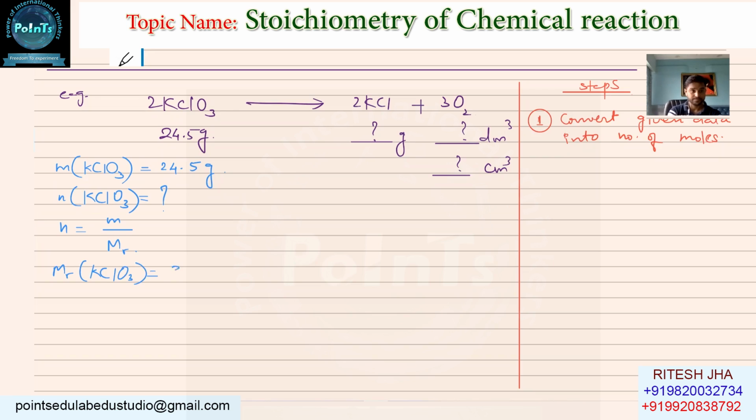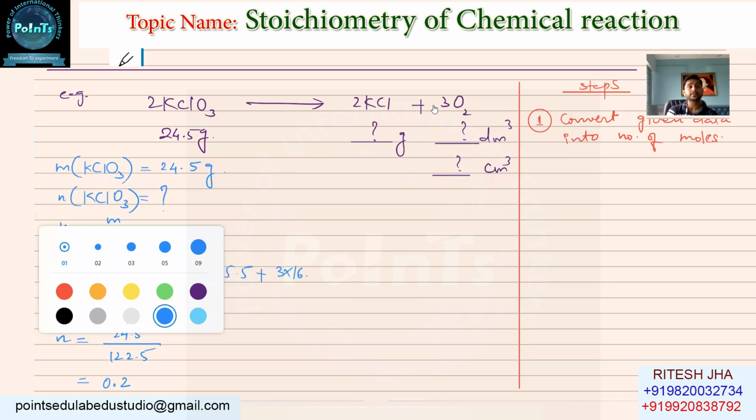So potassium is 39 plus 35.5, that is chlorine, and 3 times 16. Please tell me what is the molar mass of KClO3 quickly. 122.5. So we get the number of moles with 24.5 divided by 122.5. Come on, tell me the answer. 0.2. The ratio will be 2 to 1. All right. Don't go ahead.